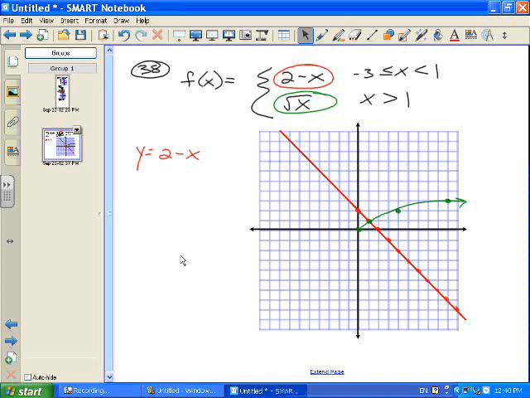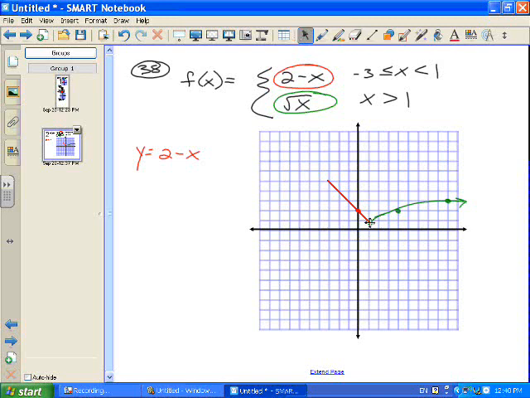All right, where do I start using the red line? Negative 3. So it's coming down here. Where do I stop using it? At 1. Okay, so I don't need the rest of it. All right, and then where do I start using the green line? Greater than 1, not including 1.